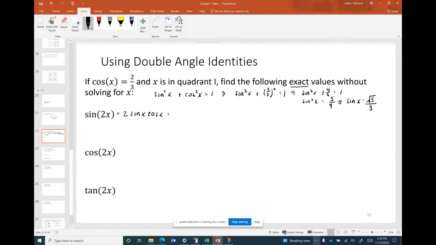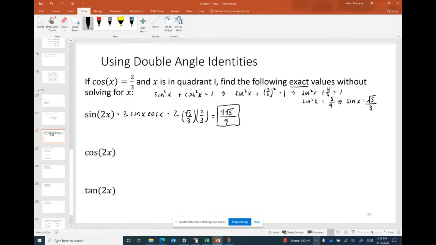So the exact value here is going to be 2 times, and our sine was square root of 5 over 3, our cosine is 2/3. So 2 times 2 times the square root of 5 is 4 square roots of 5, over 3 times 3, 9. So there's our exact value of the sine of 2x. What about the cosine of 2x?